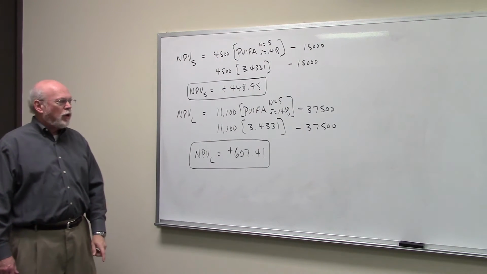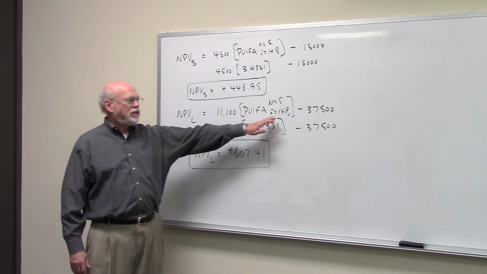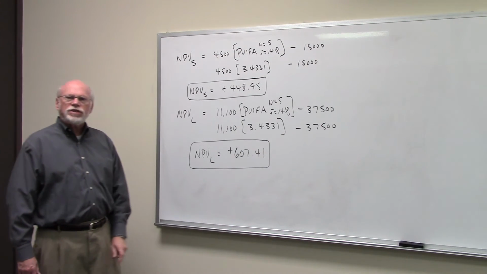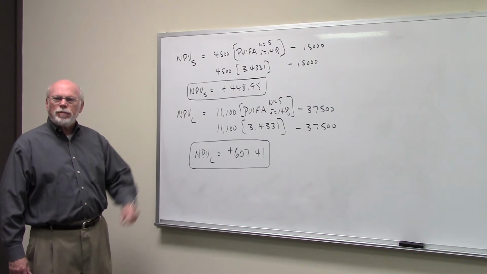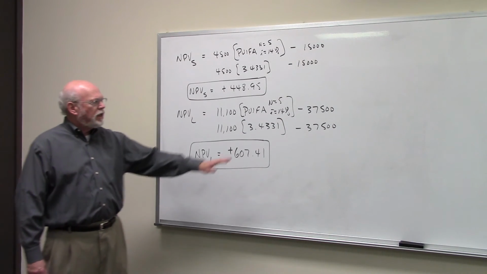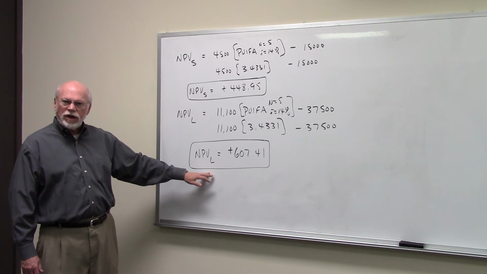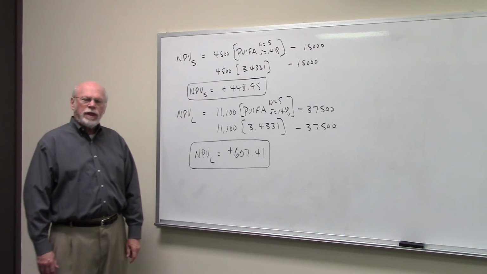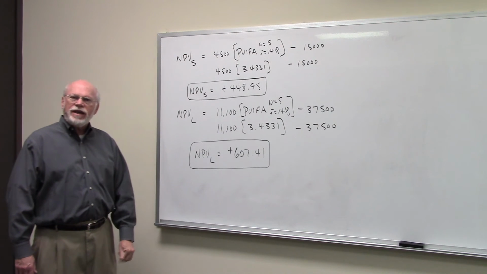Project L, on the other hand, promises $11,100 a year for 5 years. Again, same cost of capital, same minimum acceptable return. However, it costs $37,500. $11,100 times our PVIFA at 5 and 14% gives you the present value of the inflows. Subtract from that $37,500 and you get the net present value for project L, which is a positive $607.41.